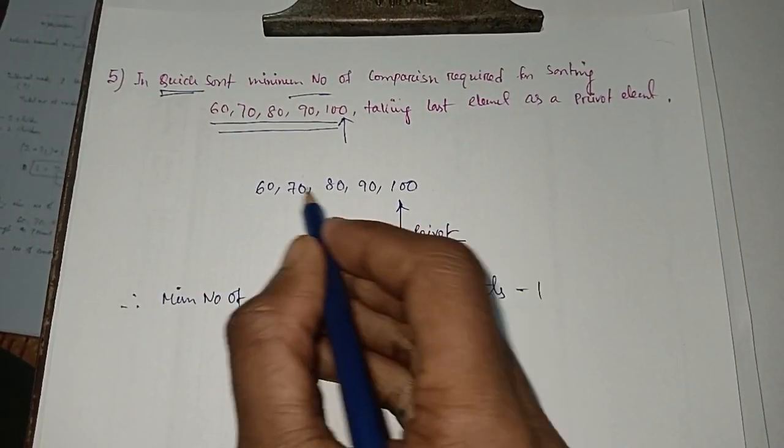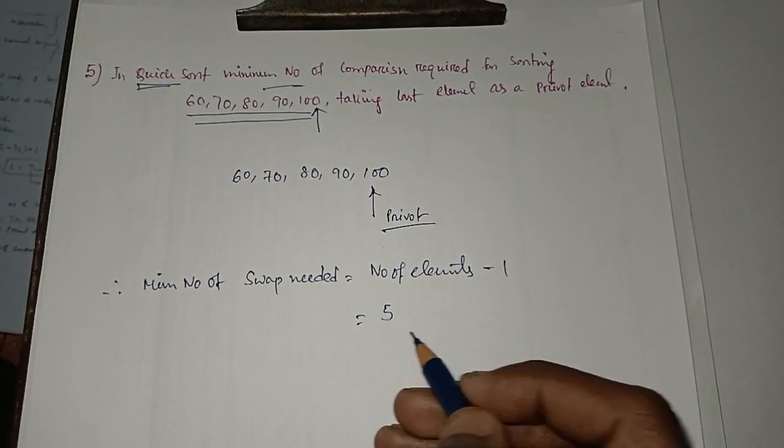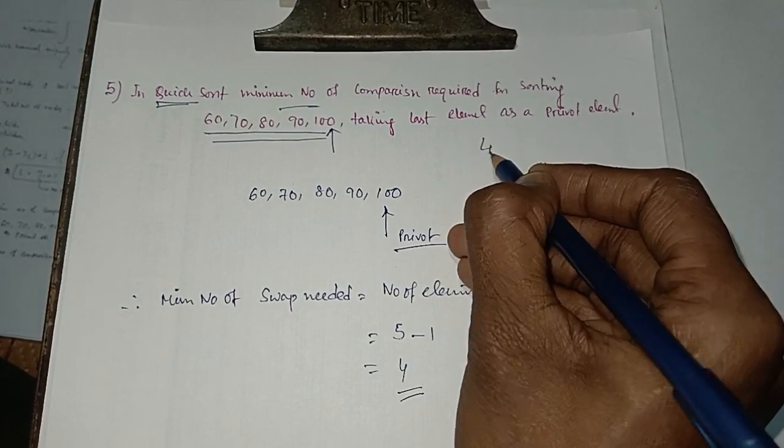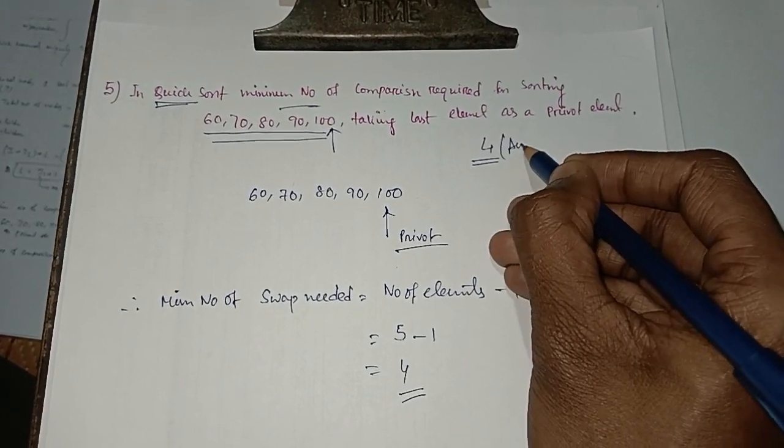So from here the number of elements is 5. Number of elements 5 minus 1 is 4. So the minimum number of swaps needed is 4. So 4 is the answer of the given question.